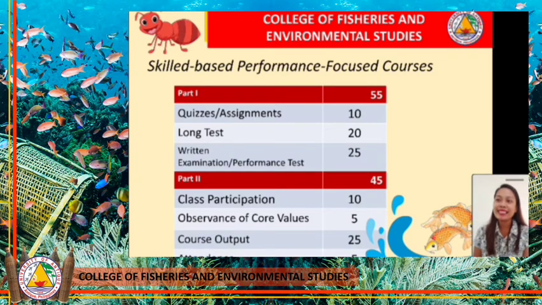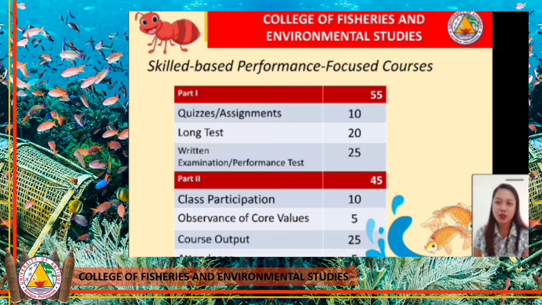Okay, for the skill-based performance-focused courses, the grading system is composed of two parts. Part 1 is composed of 55%, which is broken down as follows. For your quizzes or assignments, it is 10%, long test is 20%, and the written examination, such as the midterm exam or the final exam, is 25%.